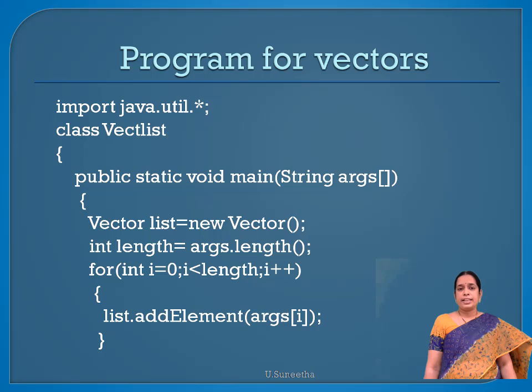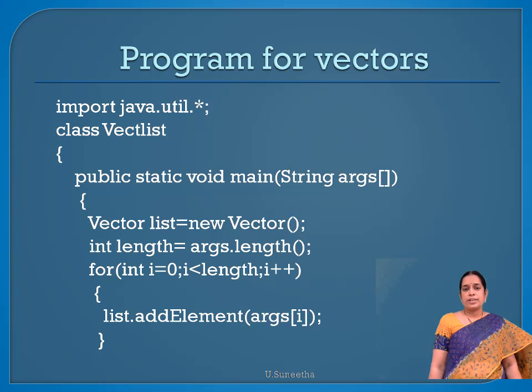Next, we are finding the length. The number of arguments that we give at runtime will be stored. For example, if 5 arguments are given at runtime, 5 will be stored in the variable length. Next, the for loop has been used here in order to insert all the 5 elements into the vector: for int i = 0; i < length; i++, list.addElement(args[i]). So I am inserting all the 5 elements into the vector list.